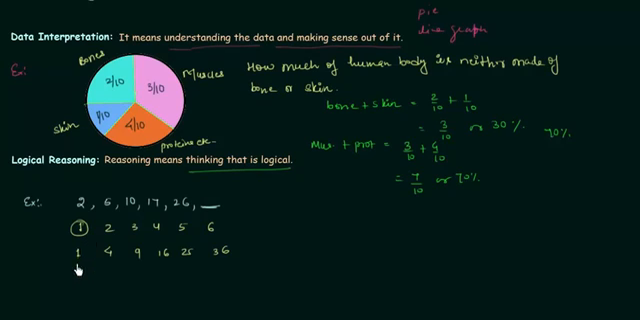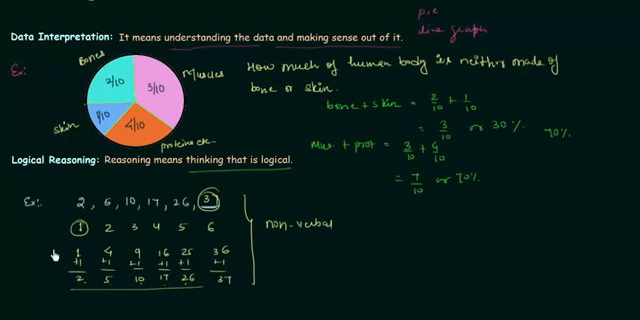Now I want to add 1 to each of these values, and adding 1 will give me 2. Here I will have 5, 10, 17, 26 and 37, and you can see that we have the series 2, 5, 10, 17, 26, and according to this the number here should be 37. So 37 is the answer. This is how we have to solve logical reasoning, and this is the non-verbal problem of logical reasoning.